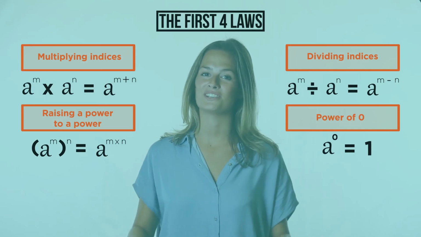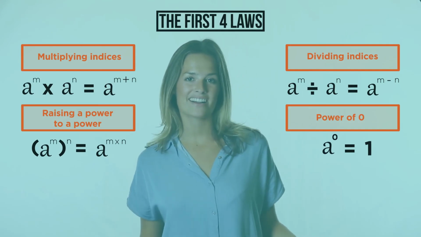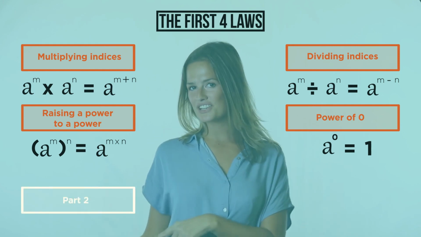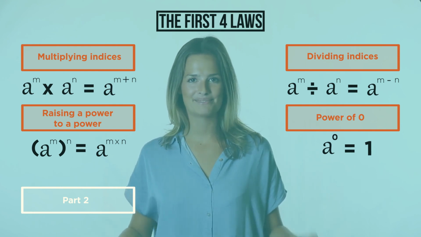So here are the 4 laws that we've seen so far. Make sure you understand why they work, and then you don't need to stress about learning them. Watch part 2 to discover how fractional and negative indices work.